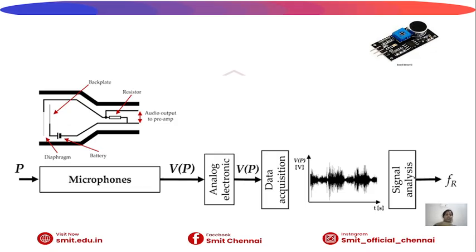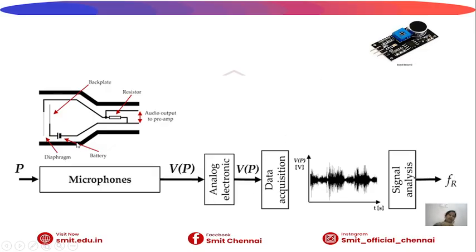So this is the acoustic sensor. This is the diagram. Here is the battery. In the output section, audio output goes to the preamplifier. This is the backplate and a resistor. These are the construction of an acoustic sensor. Here are the chips. If we purchase an acoustic sensor, it will look like this.